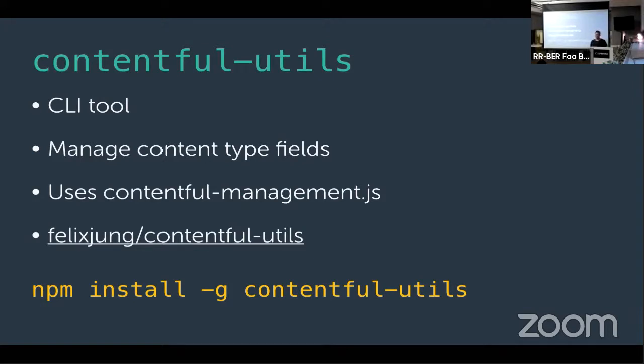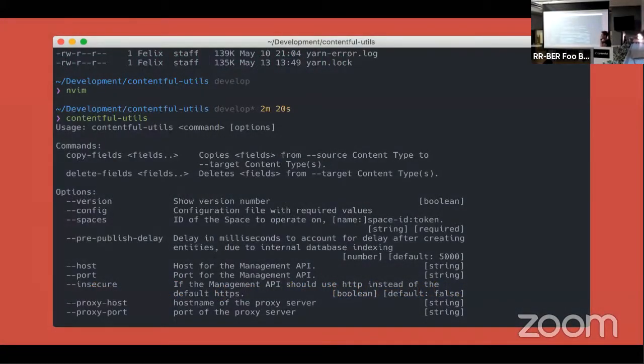It's a small thing, and it does some small things for you when you try to experiment with content models and try to be efficient about composing fields for content types. It uses the Contentful management JavaScript library to do these kinds of things. And when you look at it, can you read this? I hope. So basically, this is the help output from this tool. It has so far two commands. It copies fields and it deletes fields.